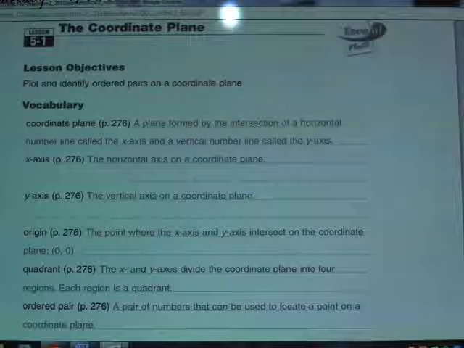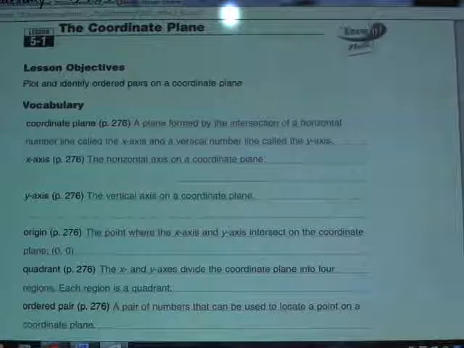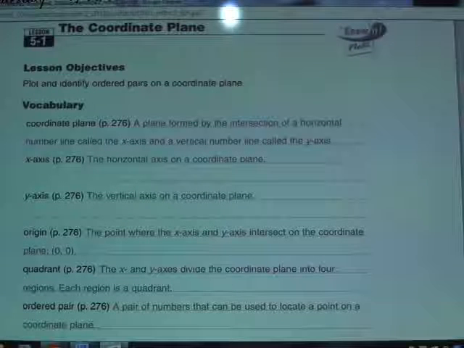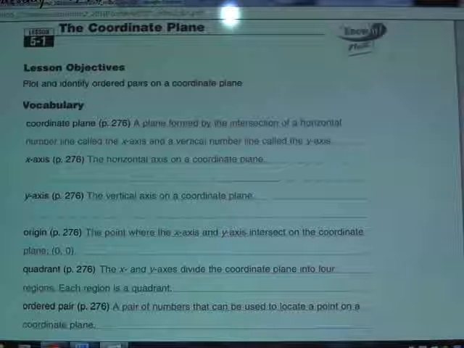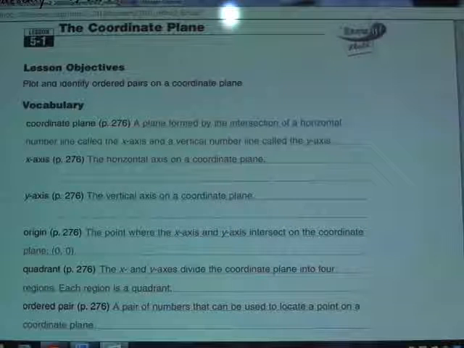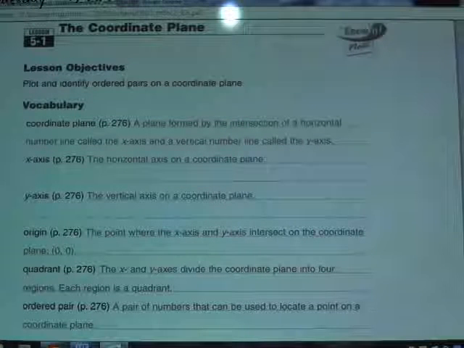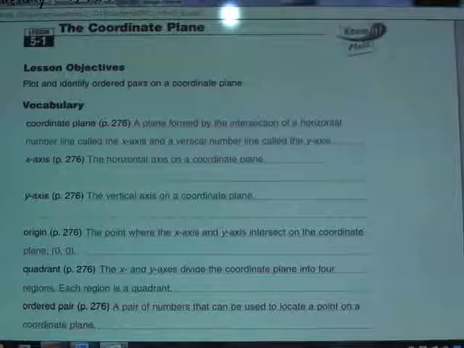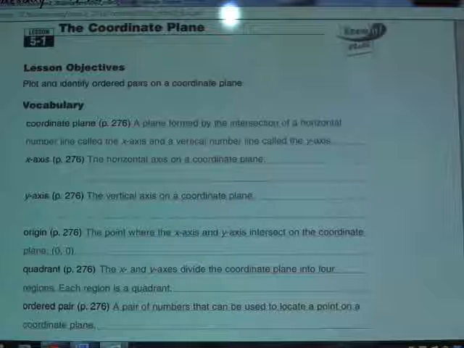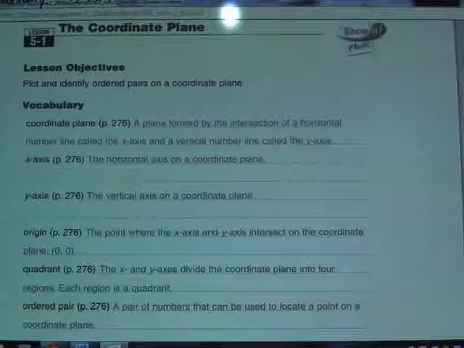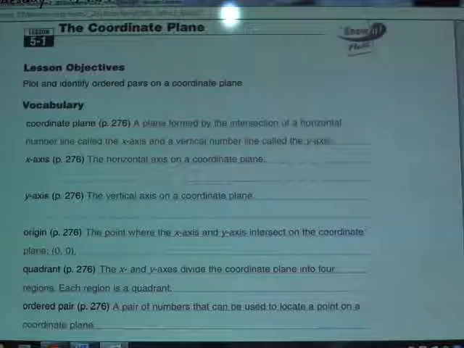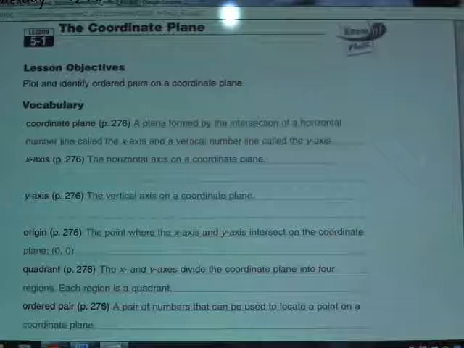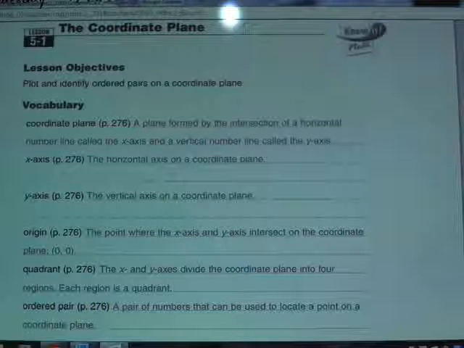That's a plane formed by the intersection of a horizontal number line called the x-axis and a vertical number line called the y-axis. The x-axis is the horizontal axis on the coordinate plane, while the y-axis is the vertical axis on the coordinate plane.